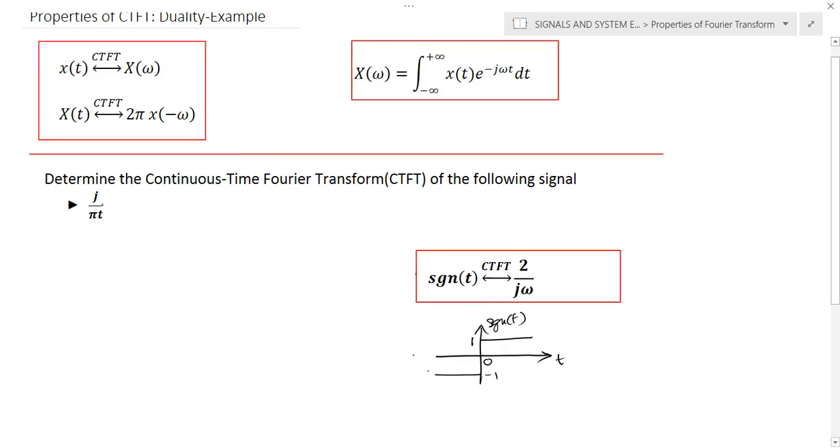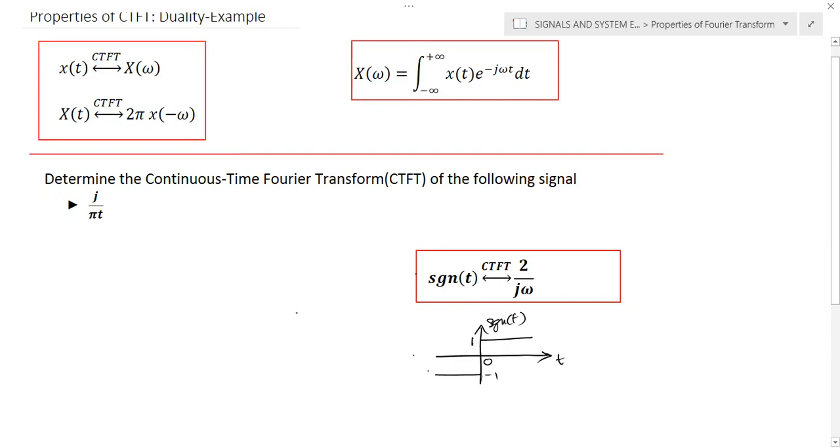It's also similar to j by pi t. Here omega is in the denominator, and here also t is in the denominator. Again, we can compare these two questions, and we can apply the duality theorem. So the shape is almost similar to the question.